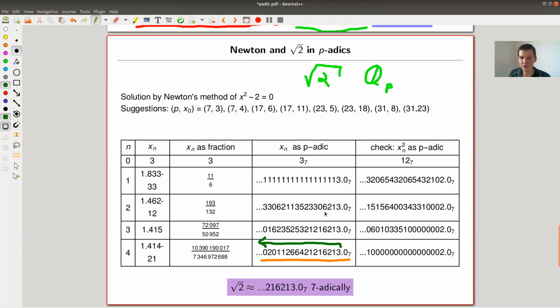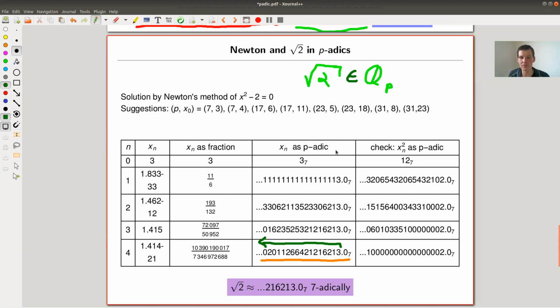Anyway, so square root of 2 actually is already in Z_p, but anyway, in particular, it is in Q_p. And the way to see this is to use Newton's method from classical analysis. So you can approximate solutions to x squared minus 2 using Newton's method.